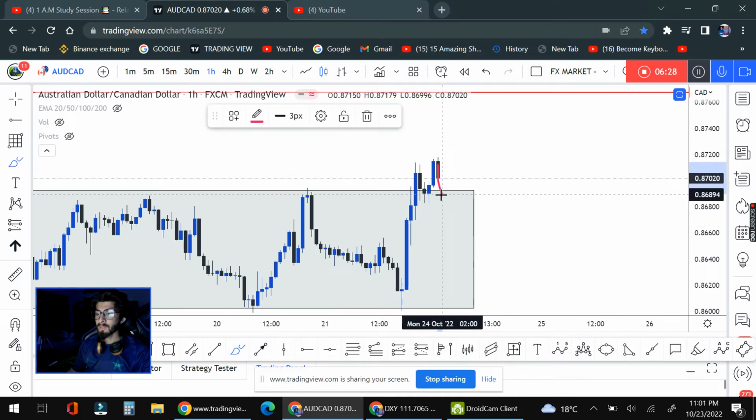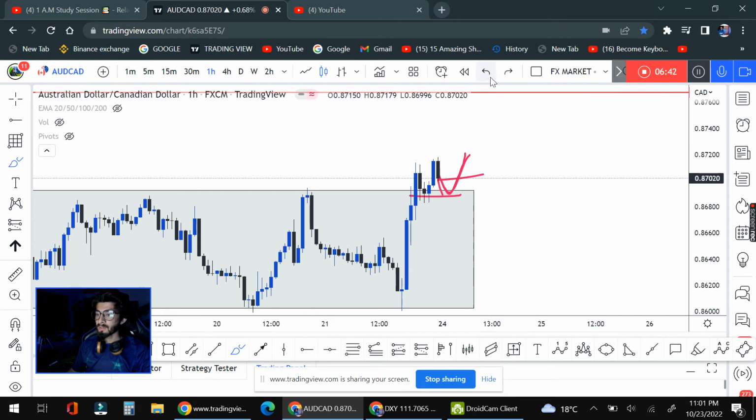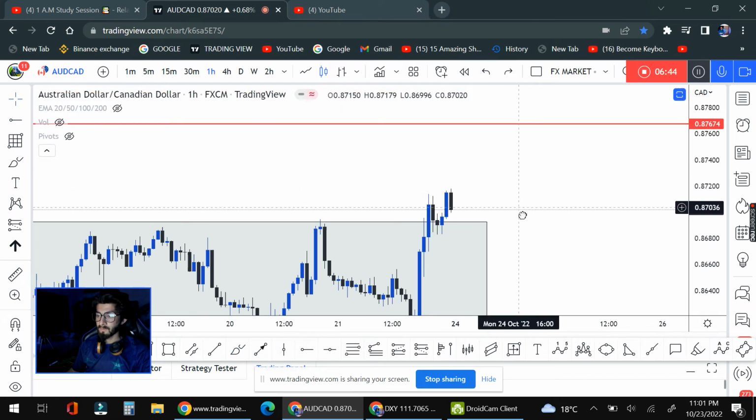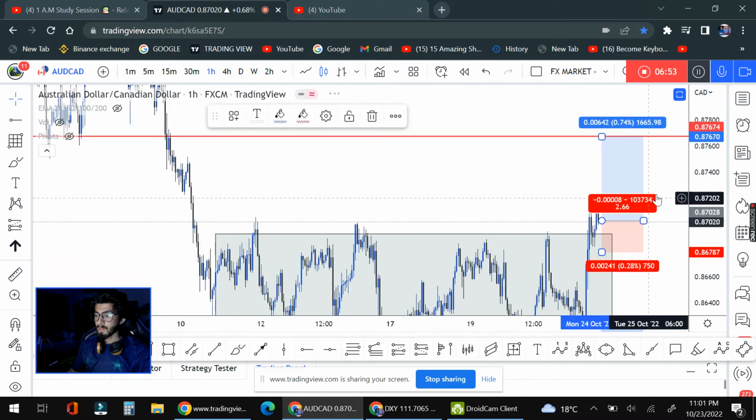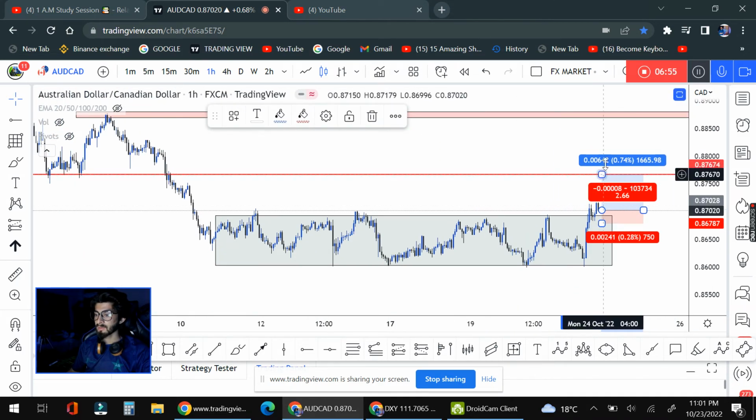So if price comes to retest and we have a sort of double bottom market structure here, and price forms this double bottom and then closes above this zone in the 1 hour, you can go long for this target. If I draw this, here we have the entry and the stop loss below this area, and our first target is this, and our next target is this one.